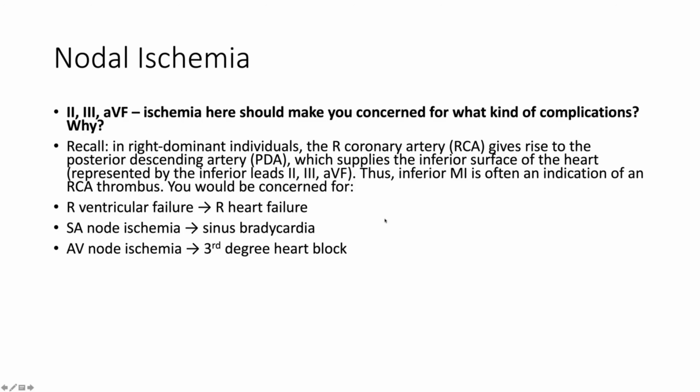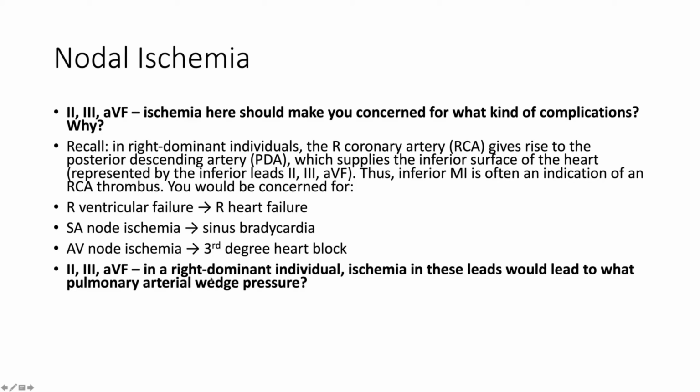But Hadra, in a right dominant individual, what would the pulmonary artery wedge pressure be if I had an MI with changes in 2, 3, and AVF? The inferior part of the heart is affected. The right heart is affected, which means it's like a right heart failure, and there will be a backup of blood in the right heart, and the right heart will have a difficult time pushing the blood into the pulmonary arteries, and then the capillaries, and then the veins, and the left atrium. Left atrial pressure will decrease, which will decrease the pulmonary artery wedge pressure. Boom. Yeah, exactly. Well done.